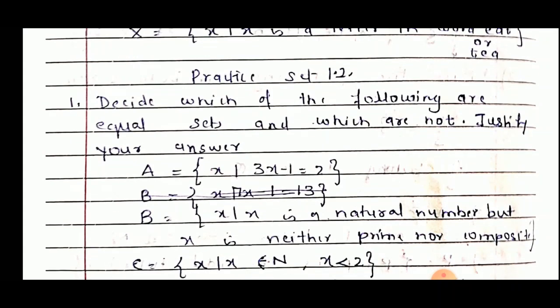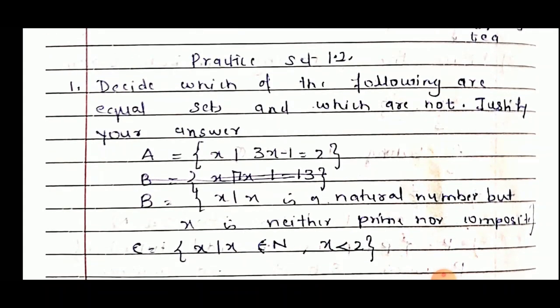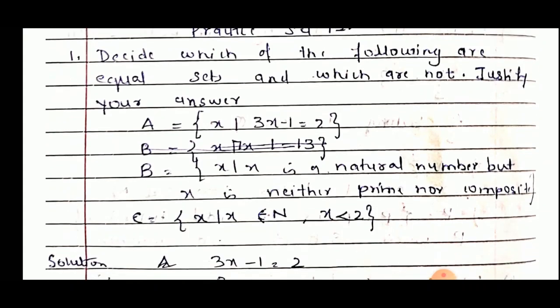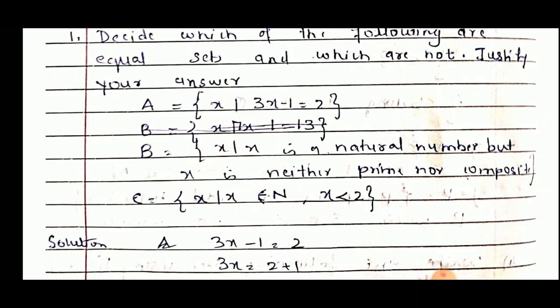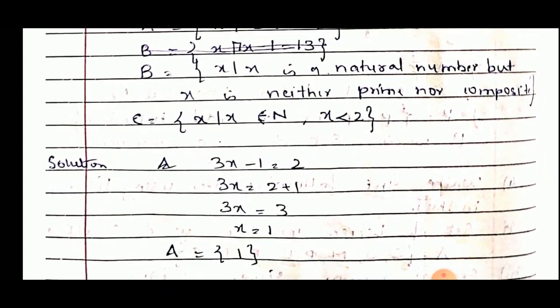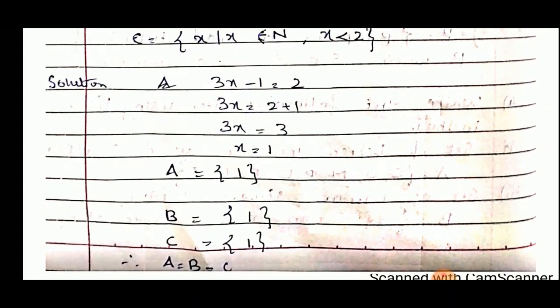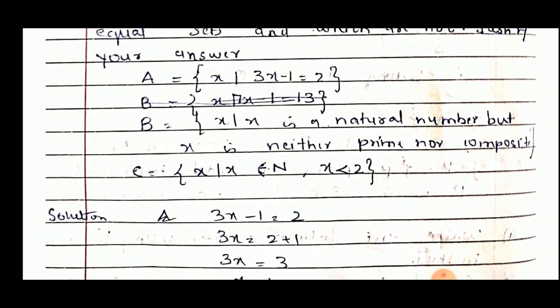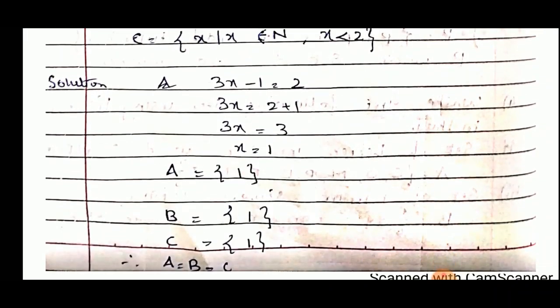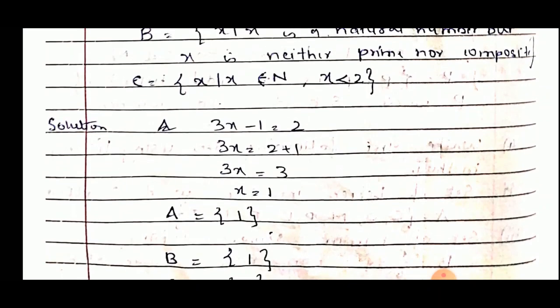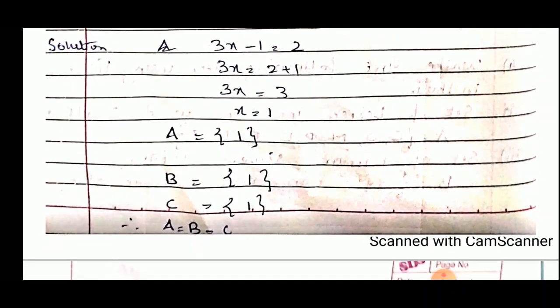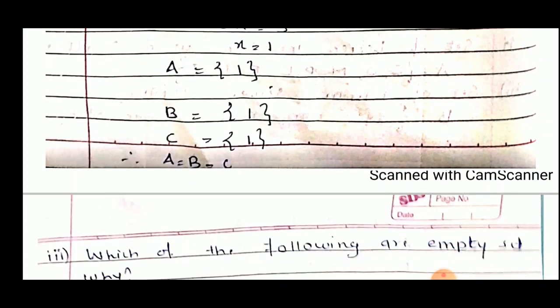Now let us see the next practice set. Decide which of the following are equal sets and which are not. Justify your answers. Now A is the set of all x such that 3x minus 1 is equal to 2. B is the set of all x such that x is a natural number but x is neither prime nor composite. C is the set of all x such that x belongs to N and x is less than 2. Now solve the first example and you will get x is equal to 1. Now set B is a natural number which is neither prime nor composite, means again B will also have the element 1. And C is the natural number less than 2, means again C will have the element 1. So what we see from this, A, B, C, these are the equal sets.